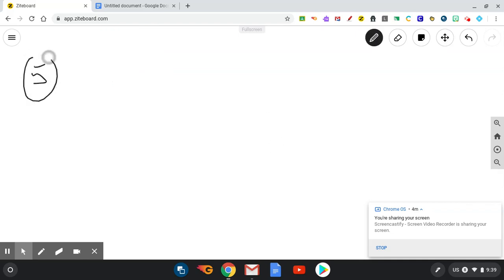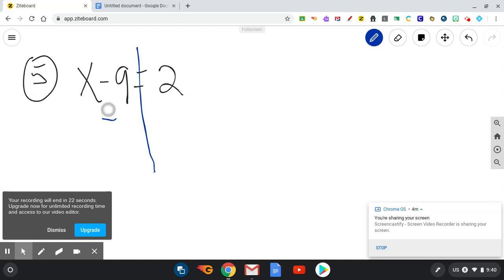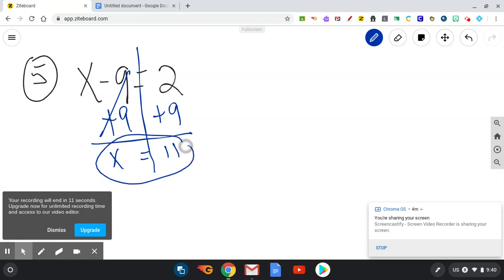Example 5. x minus 9 equals 2. Again, I'm doing the same thing. Okay. All right. So I'm going to draw my line. I'm adding on both sides. That cancels. I bring my x down. I have x equals. If you said 11, that's correct.